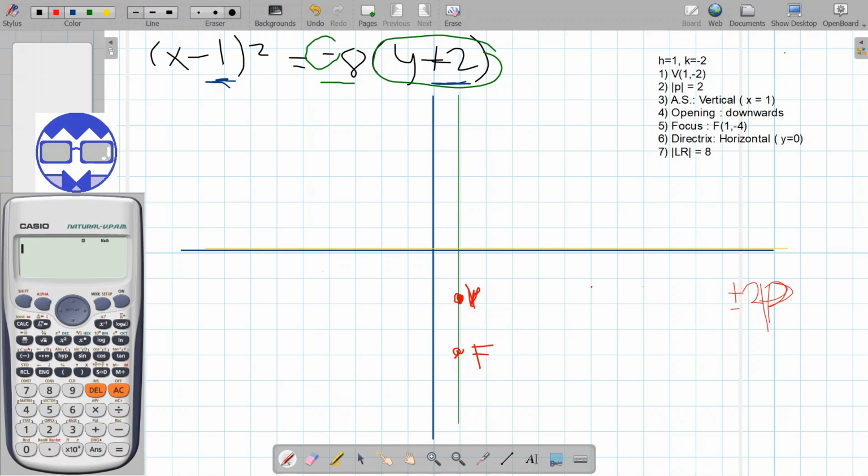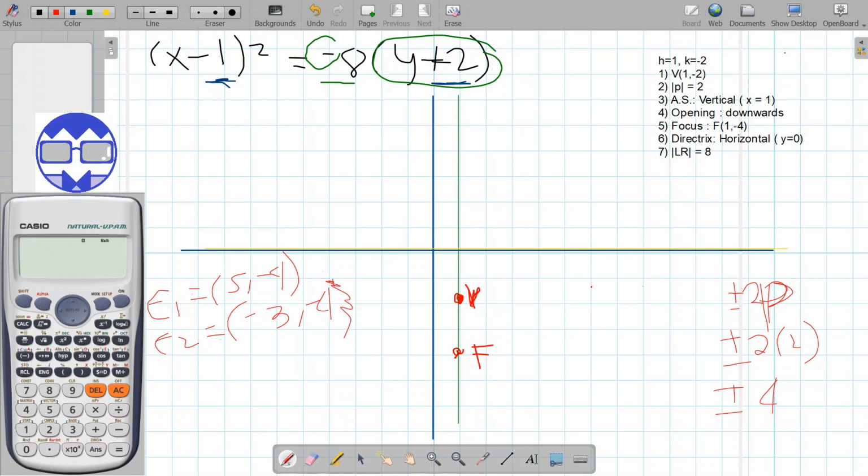So what is our p? P is 2. So plus minus 2 times 2, we have plus minus 4. So we're going to add or subtract 4 to the 1 in the focus. For our E1, we have 1 plus 4, 5. So we have (5, -4). And our E2, 1 minus 4 is -3, so (-3, -4).